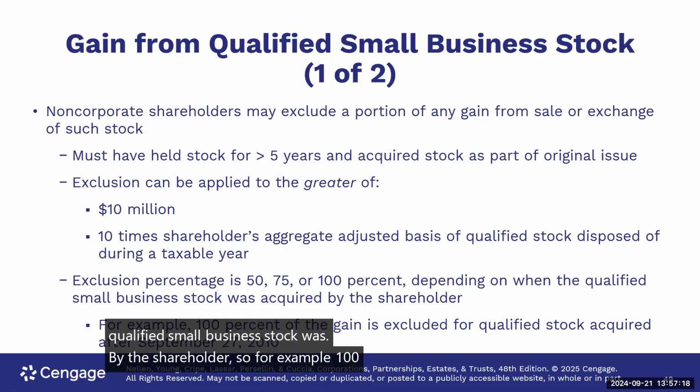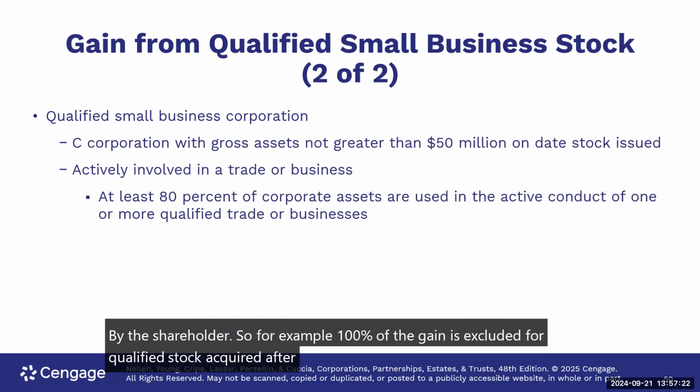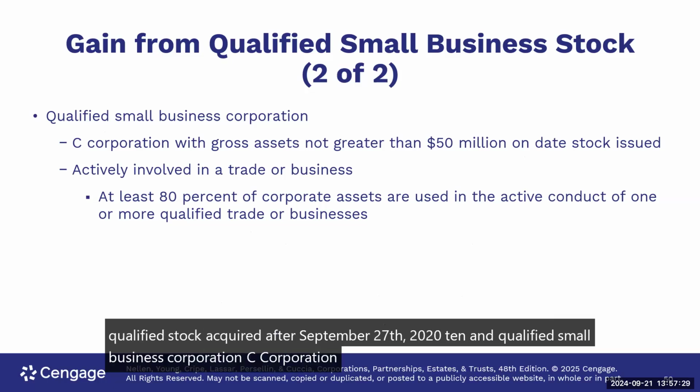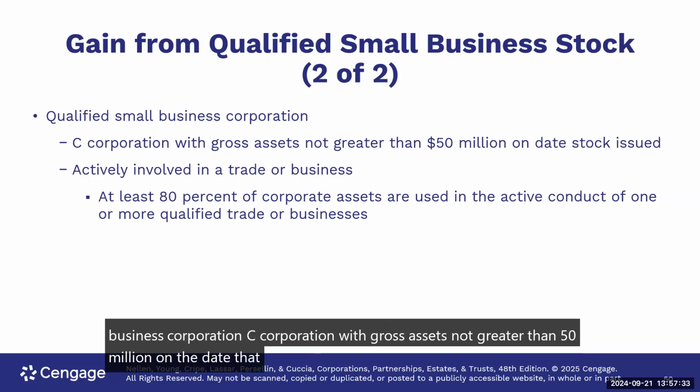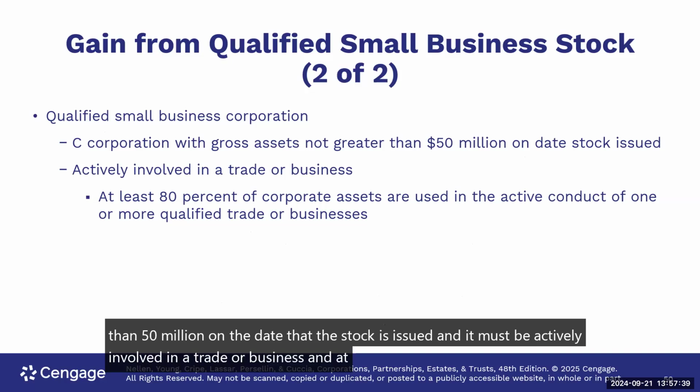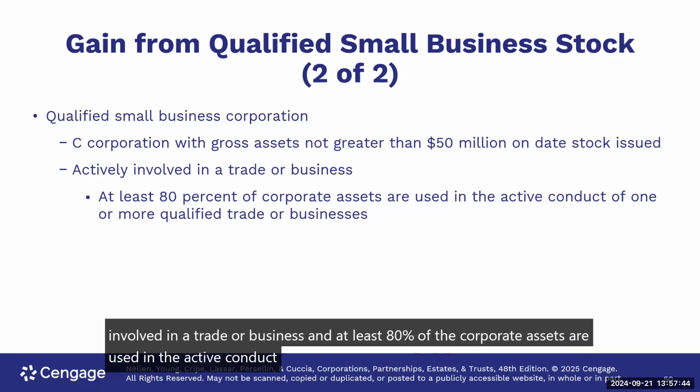100% of the gain is excluded for qualified stock acquired after September 27th, 2010, in a qualified small business corporation. It must be a C corporation with gross assets not greater than $50 million on the date that the stock is issued, and it must be actively involved in a trade or business, with at least 80% of the corporate assets used in the active conduct of one or more qualified trades or businesses.